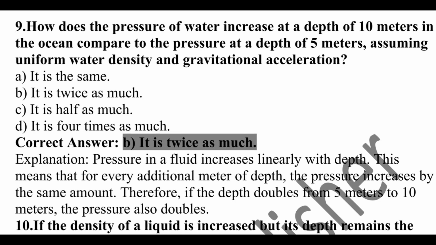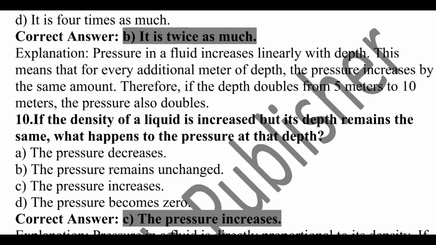Option A, it is the same. Option B, it is twice as much. Option C, it is half as much. Option D, it is 4 times as much. So the correct answer is option B, it is twice as much.